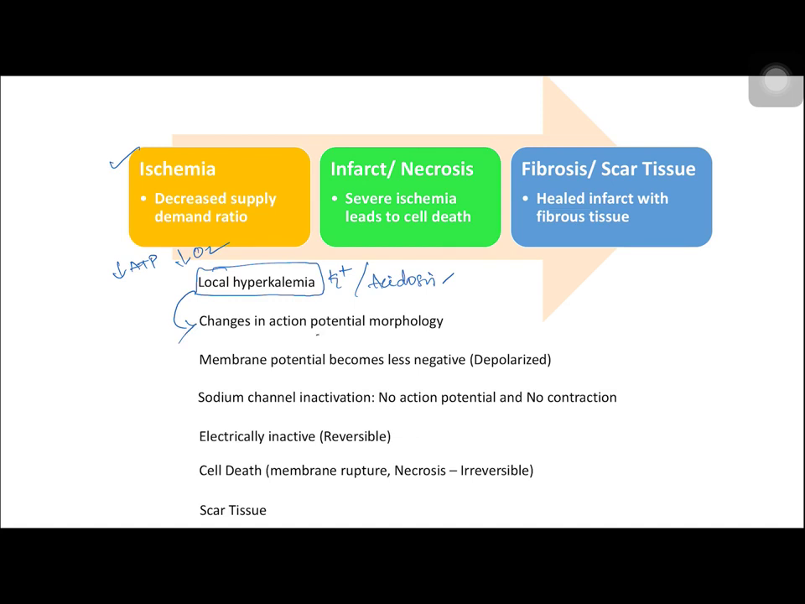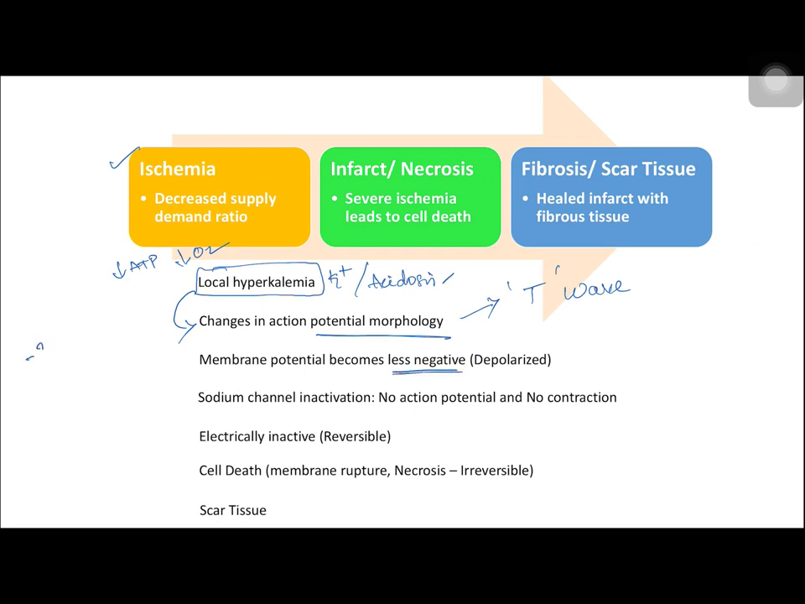So they are going to change the action potential morphology, which initially causes a change in the T wave morphology, which is the first change which happens in the ECG in a myocardial ischemia. As the ischemia progresses, the membrane potential becomes lesser and lesser negative.